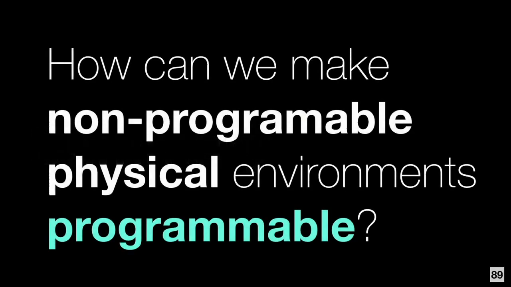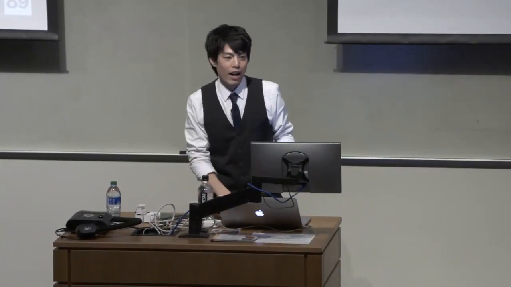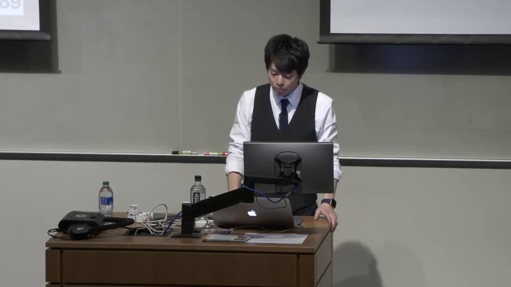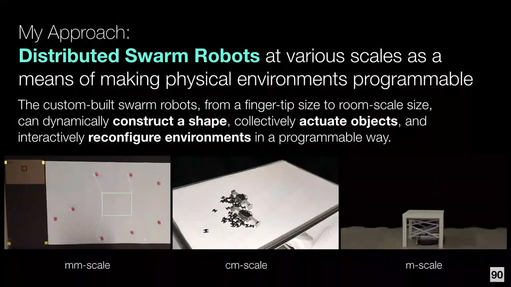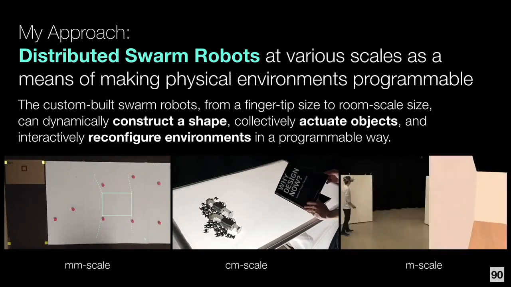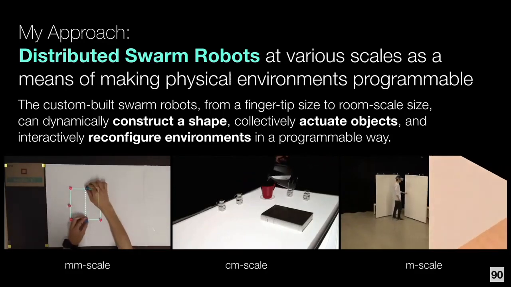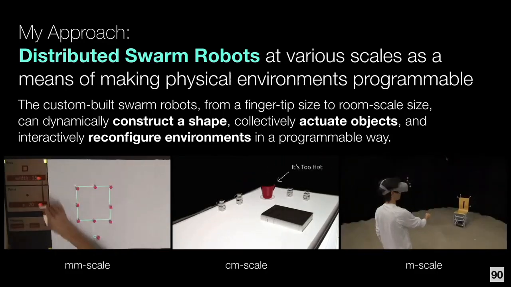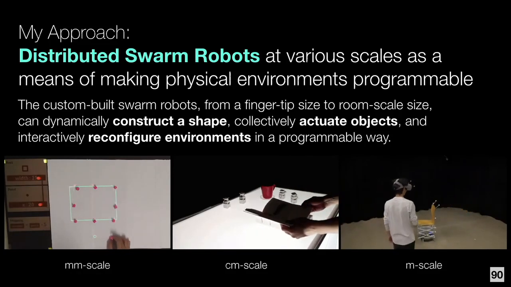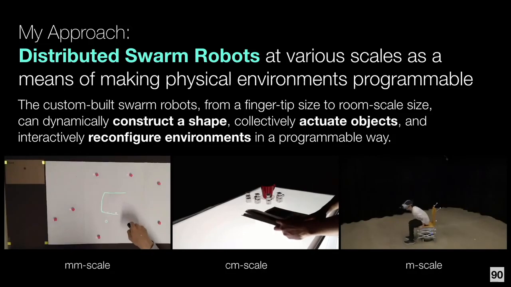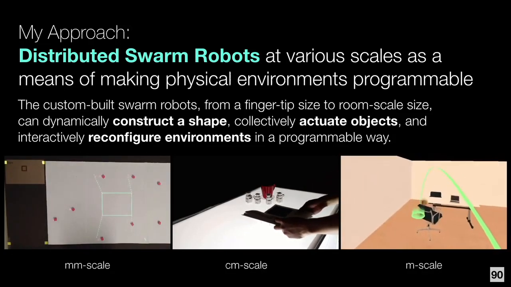All right, so here's the summary. Again, my research question is how we can make the non-programmable physical environment more programmable, how we can computationally control the physical elements of everyday environments. To answer that research question, I've been working on using distributed swarm robots at various scales, from fingertip size to room-scale size, to make everyday environments programmable. These swarm robots can collectively actuate objects, construct shapes, as well as reconfigure environments for human-computer interaction.